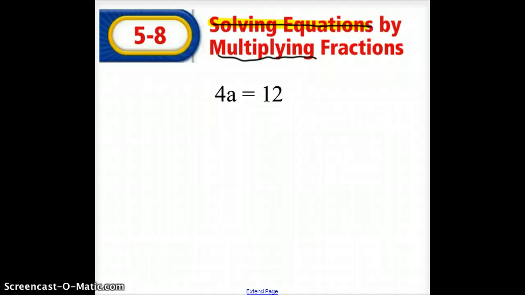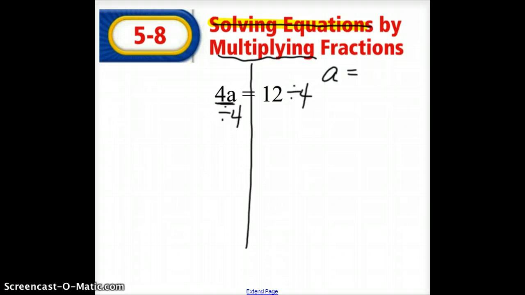All right, real quick review. When we have a normal equation with integers, we want to get a by itself. I see it attached to this 4 here with the operation of multiplication. So to undo multiplication, I'm going to divide by 4. And what I do to one side, I'm going to do to the other. So the 4's cancel because multiplying and dividing by 4 cancels it out. I have just my a. 12 divided by 4 is 3. A is by itself. I have solved that equation.